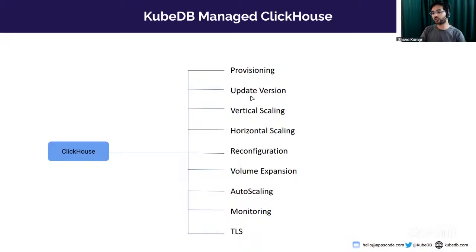We can update our version after provisioning our ClickHouse instance. Then we have vertical scaling and horizontal scaling support, and then we can reconfigure our ClickHouse from our default configuration. We can expand our volume from the volume expansion ops request. We have autoscaling support, monitoring, and TLS support as well.